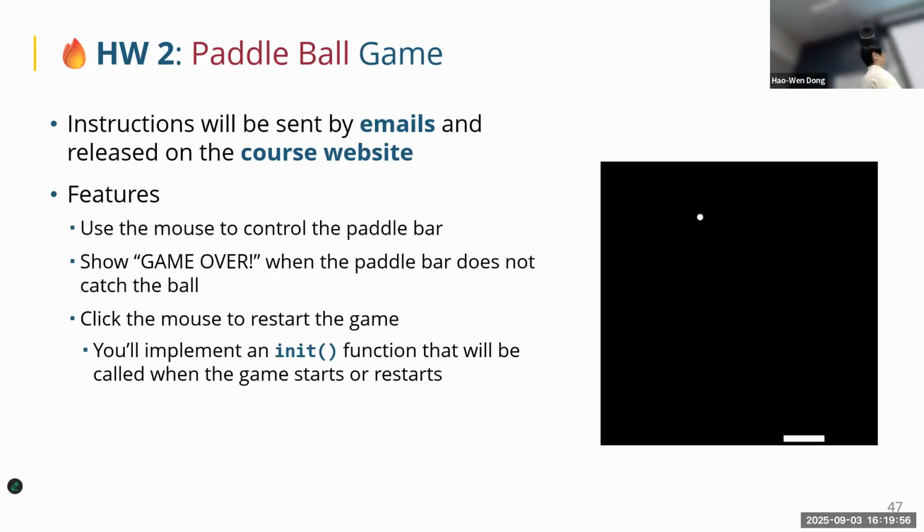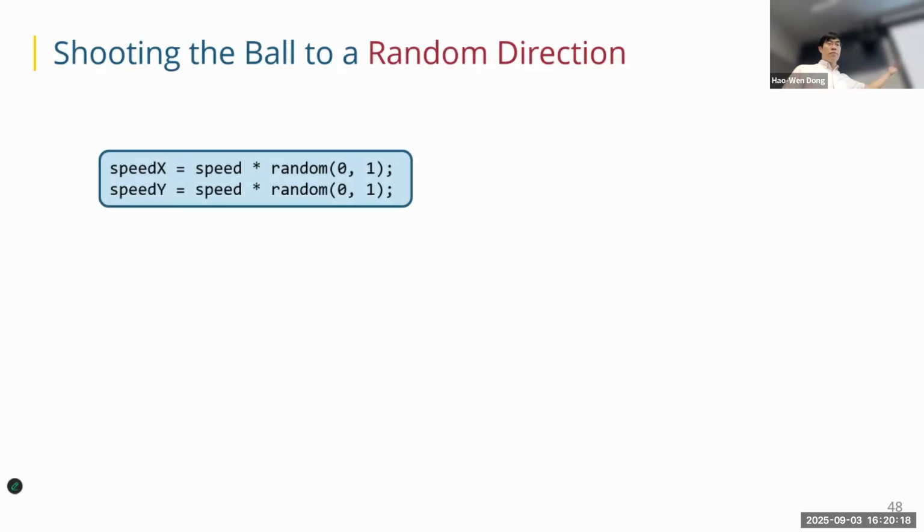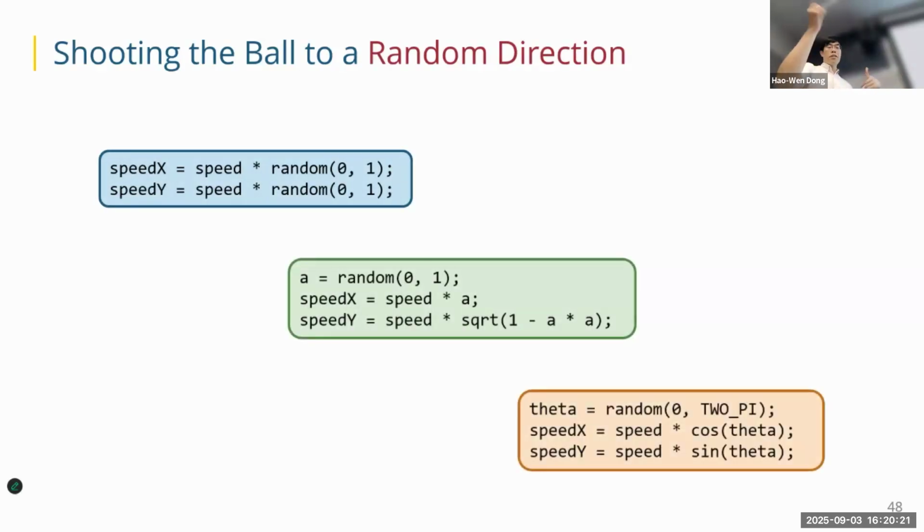But anyway, that's what you need. The only difference from homework 1 is that whenever the game restarts, you need to shoot the ball in a random direction. And that's where you need the polar coordinate thing that we talked about in this class. Other than that, I will share the instructions and send them to you. The same idea, how you shoot the ball in a random direction, we will go over next class.